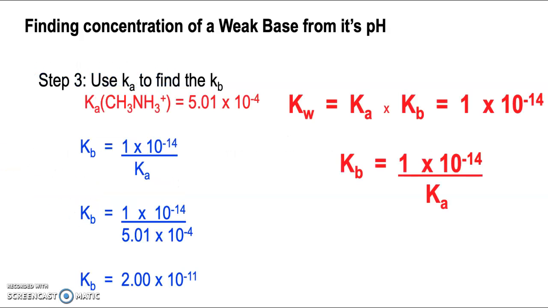We are going to need our Kb, and we've been given the Ka. So this is where we use the Kw, which is 1 times 10 to the minus 14, that's a constant, the water dissociation, is equal to Ka times Kb. So to rearrange that and find Kb, we'll take the water dissociation, 1 times 10 to the minus 14, and divide by Ka. Substituting the Ka value in, and we'll get our value for Kb. Show your working, you're going to get marks for all of these steps.